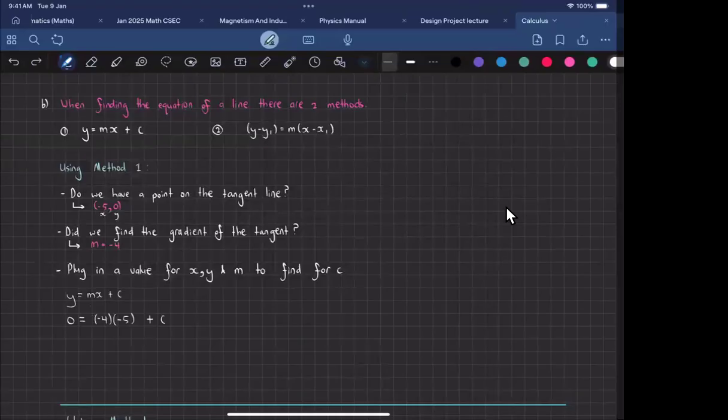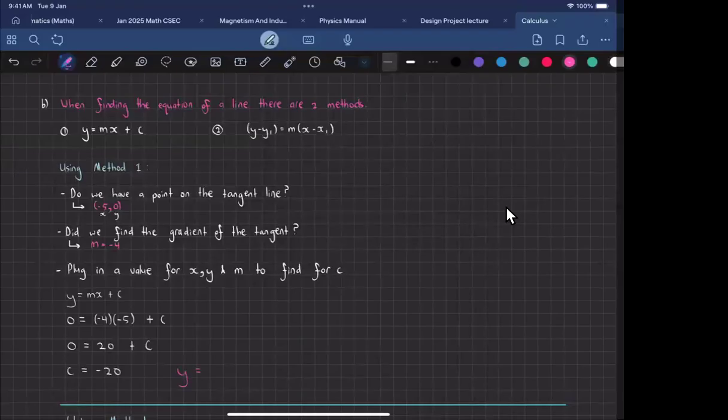So how are we going to find c there? You solve for c. What is -4 times -5? 20. So what would c be equal to? c would be equal to -20. That's correct. And since we know the y-intercept and the gradient, we can write the equation of the line. So what is the equation of the line?